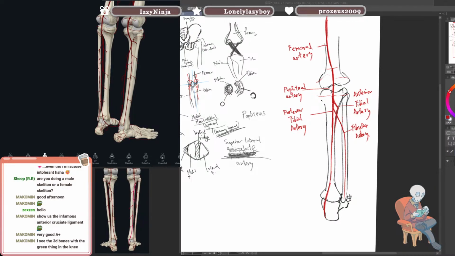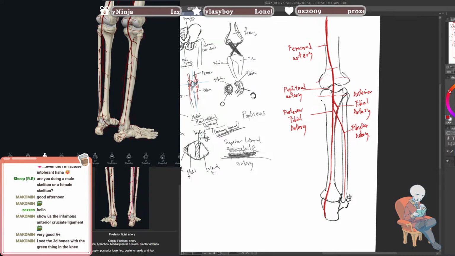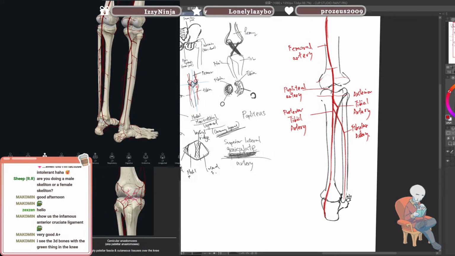Good. And that's why in this question it just took me so long to answer it. Wait, I accidentally clicked it. Oops. Anyway, it is supposed to be posterior tibial artery. Genicular anastomosis. I know that. Anastomosis. But I need to remember how to spell anastomosis.